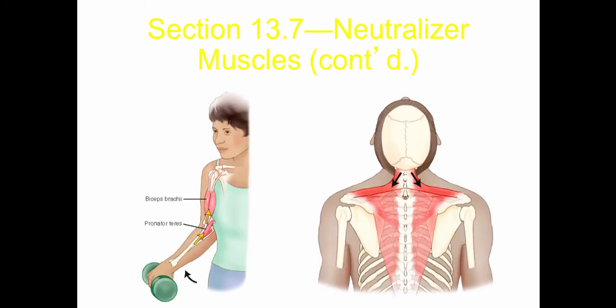In this illustration, the pronator teres is the neutralizer because its action of pronation of the forearm at the radial-ulnar joints cancels out the biceps brachii action of supination of the forearm at the radial-ulnar joints.